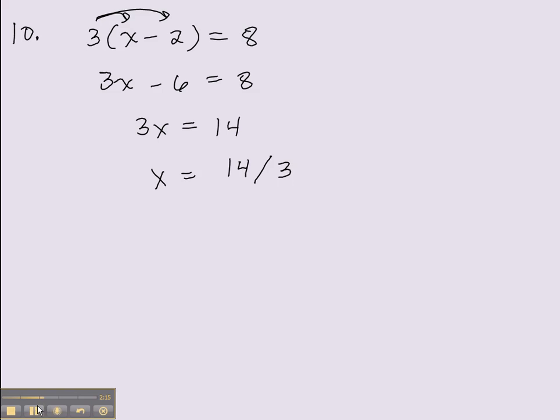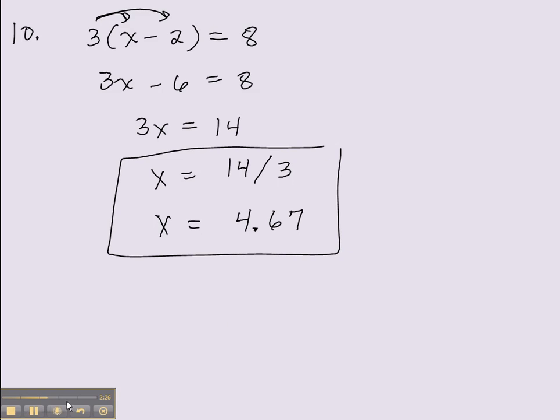If you divide this, you can also enter the answer as 4.67 rounded, like that would be fine. Either of those is correct. But you are not allowed to enter this as 4 2/3. That's not allowed.